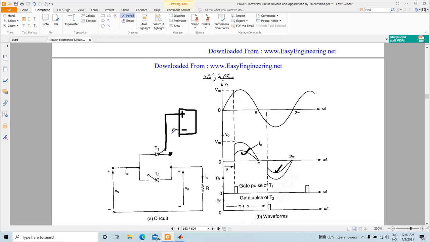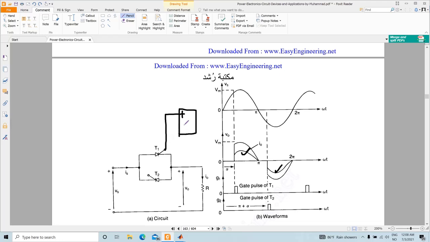So this is the negative, and if you have the common ground, that means that this terminal will also be connected here, which you cannot do, because if you do, then you are basically shorting this path. That means you need to have isolation between these two drivers, and as a result, you normally have to have two different drivers to drive these two thyristors.